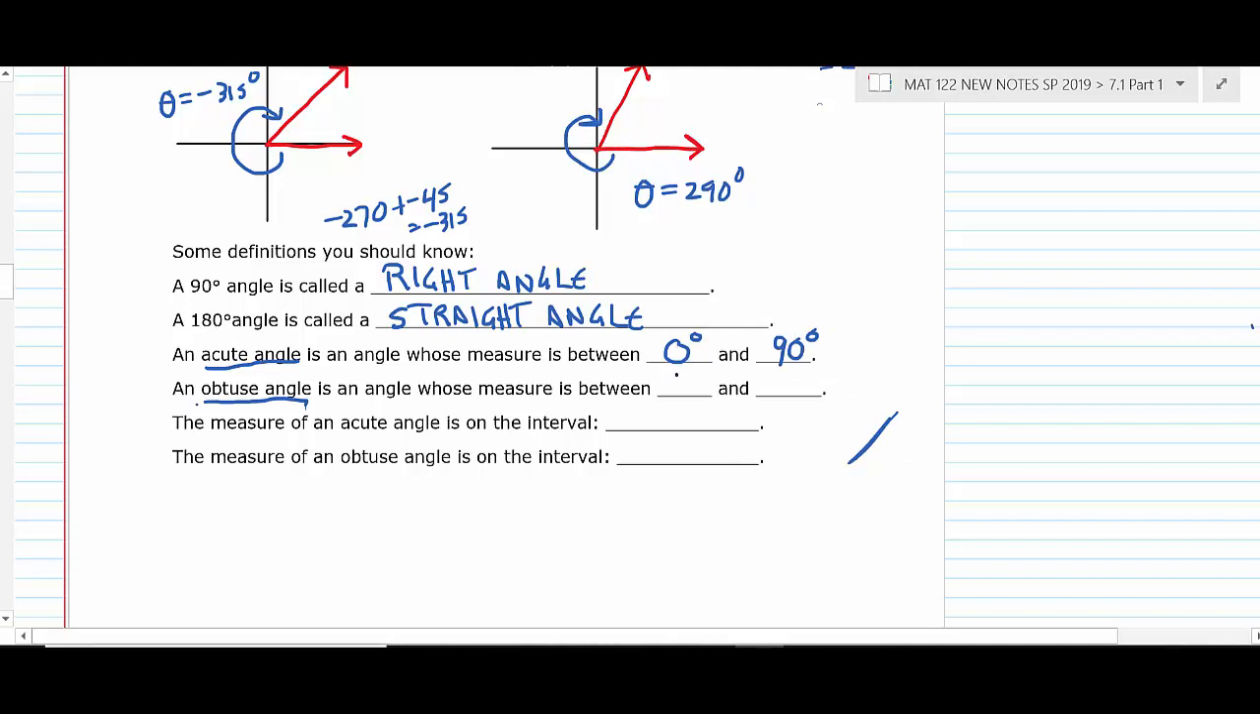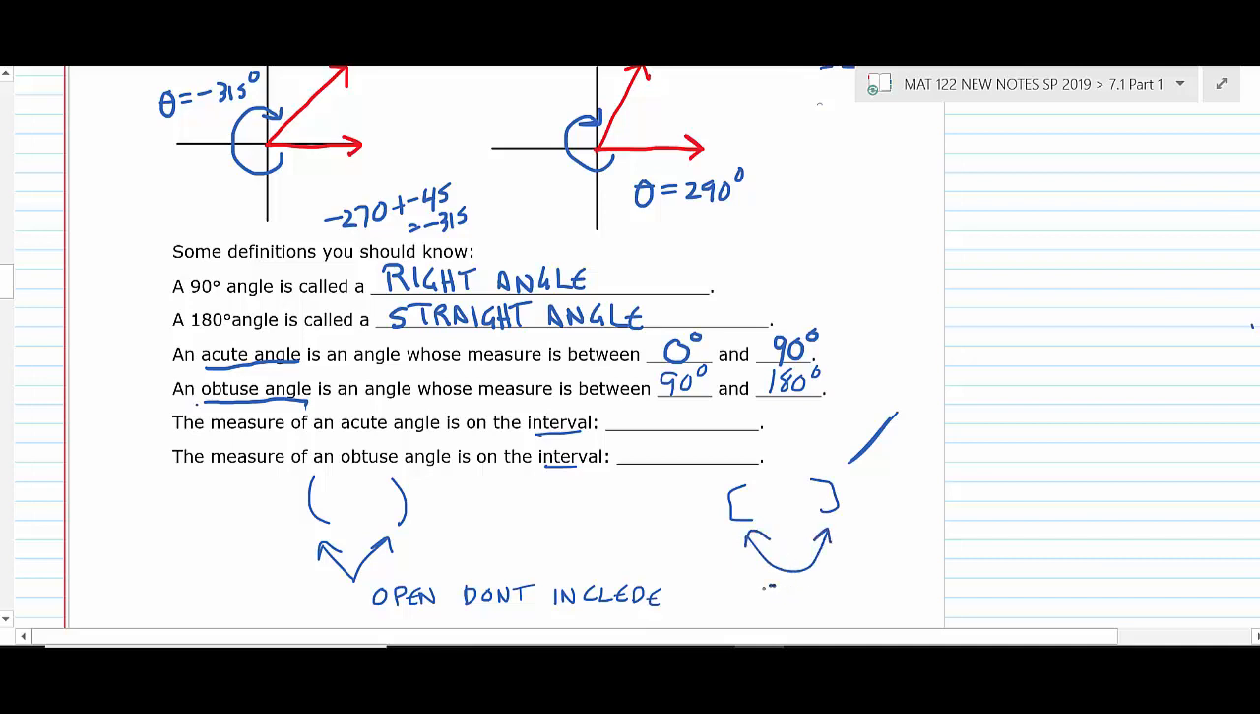Okay, so an obtuse angle is between 90 degrees and 180 degrees. Now, one thing I want to talk about is intervals a little bit. From pre-calculus, college algebra, and high school algebra, you learn about intervals. Whenever you use parentheses, that means the boundaries are open, so they don't include the endpoints. And when you have brackets, that means the boundaries of the interval are closed, so you do include them. I want to just remind you of that.